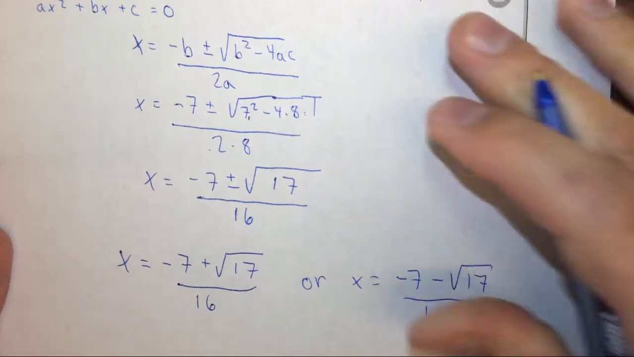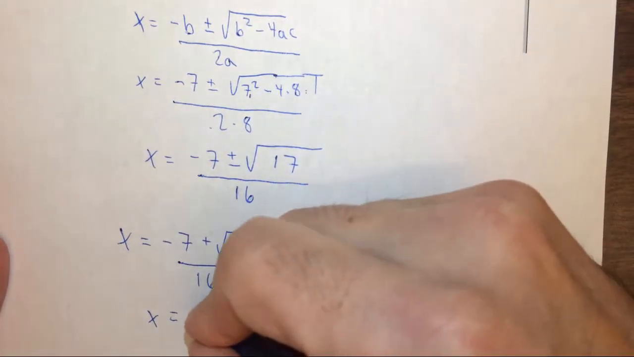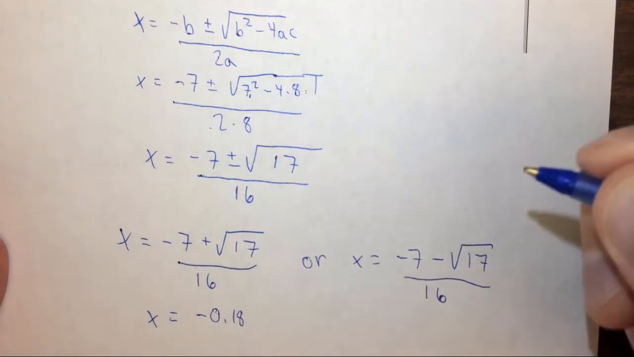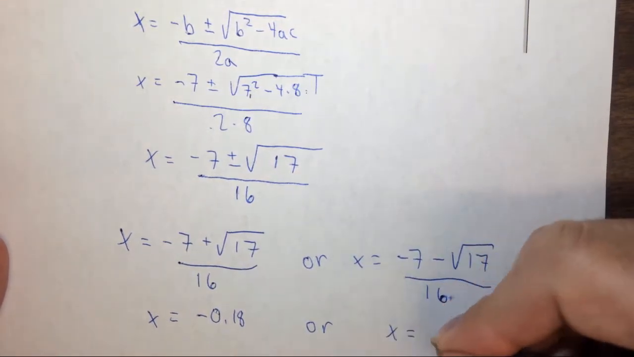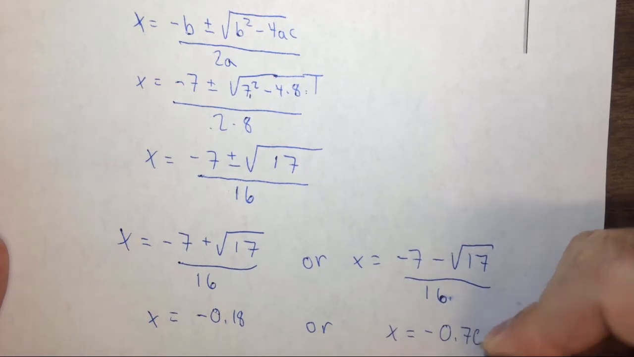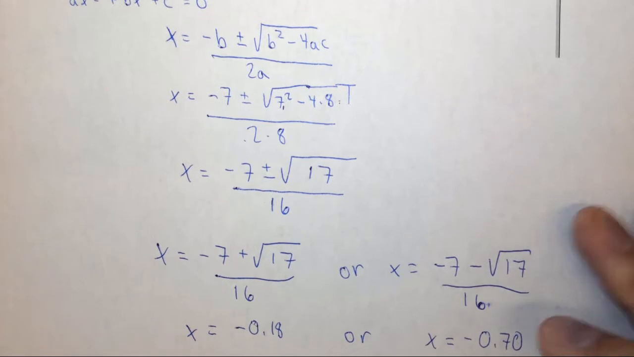In this case, when you do the math using the calculator, x equals negative 0.18, rounding to the nearest hundredth, or doing the math using the calculator here, x equals negative 0.70. So these are the two possible answers with the quadratic equation, which was shown here.